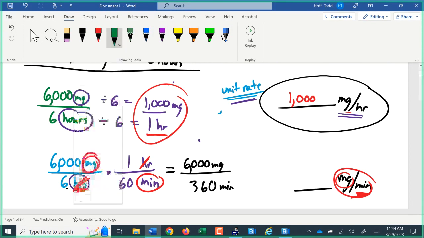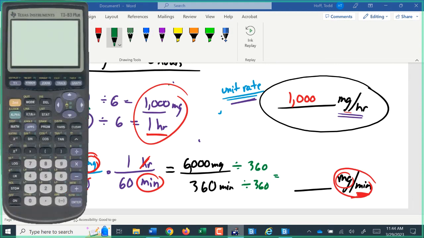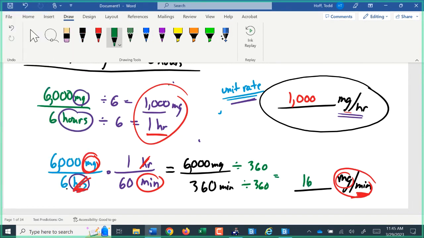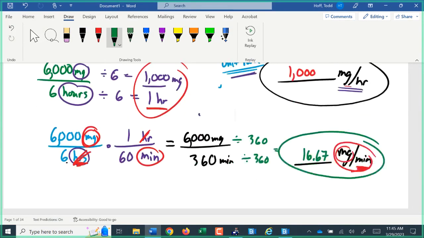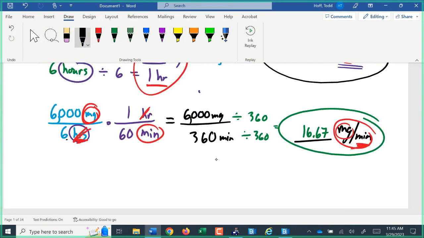And now we have to convert this into that unit rate. So remember, we just divide by the number on bottom in the second value. That's 360. So on bottom, that's going to turn into 1 minute. And on top, 6,000 divided by 360 gives us 16.67 milligrams per minute.